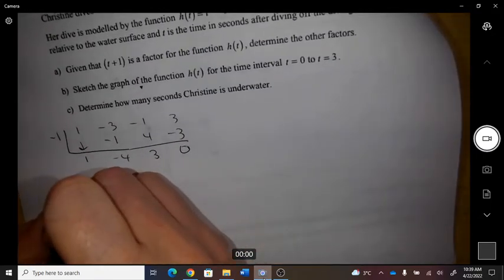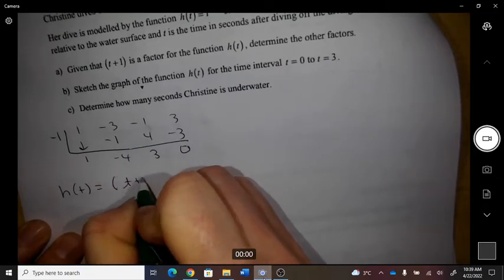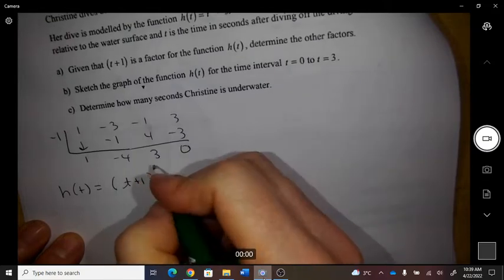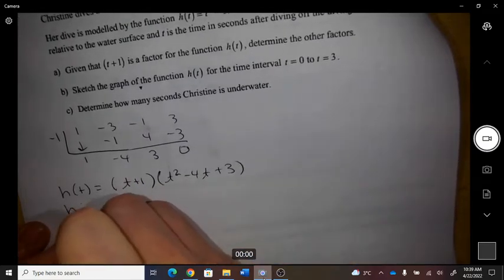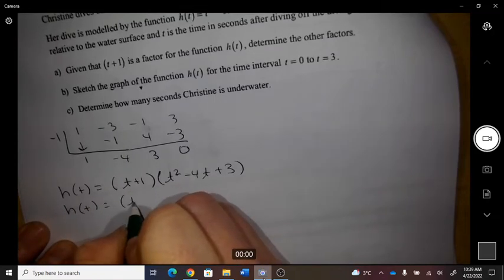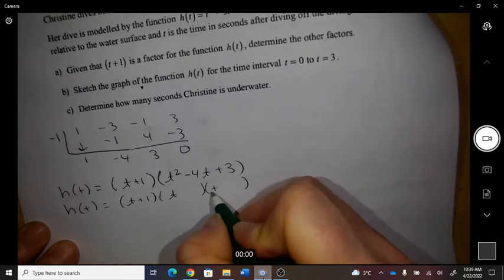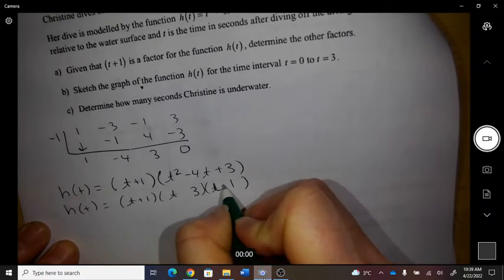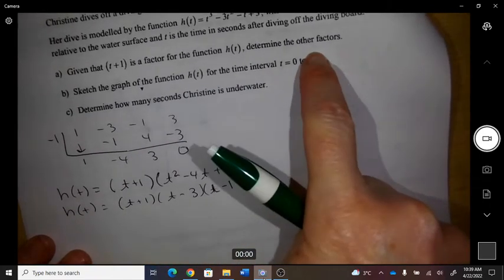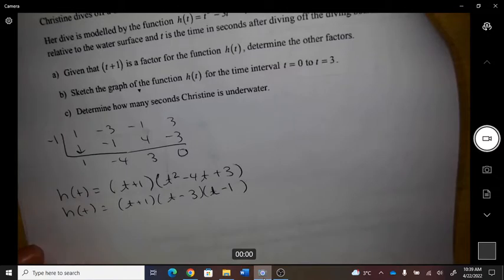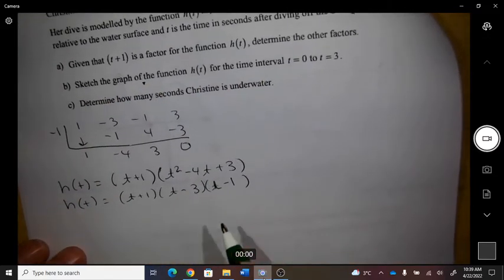So we have the function h of t equals, the first factor was t plus 1. Then this would have been t squared minus 4t plus 3. And this will break down to t, and then we're going to do a 3 and a 1, both negative. Okay, so that's determining the other factors. We have them listed. Sketching the graph over the interval 0 to 3.